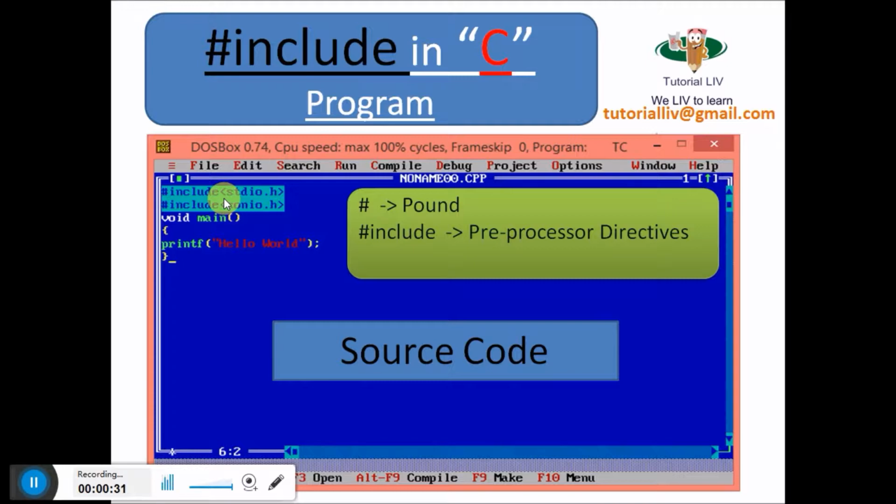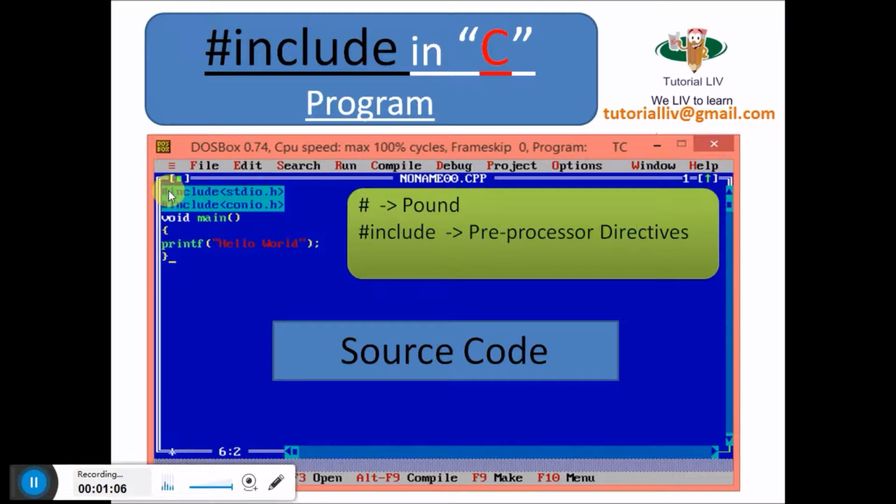So in our last lecture, I told you that the screen that we are seeing is the Turbo C++ screen, and what we have written on our blue screen is source code. In our source code, the first thing that we write is the hash symbol from our keyboard, then include, then in angular brackets we can write stdio.h or any other header files that I want to use.